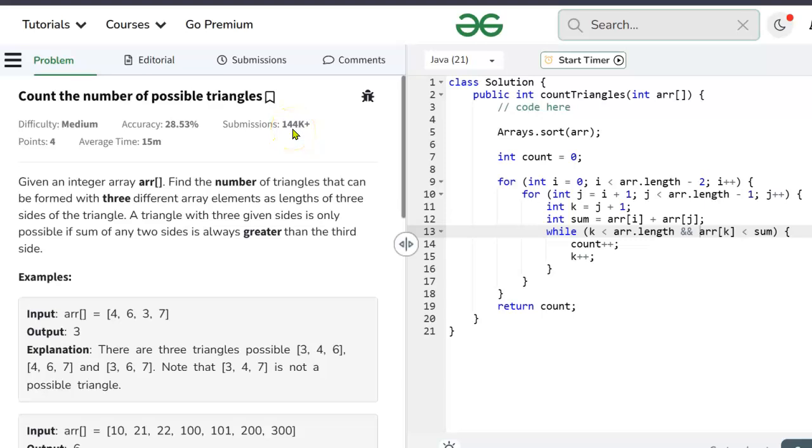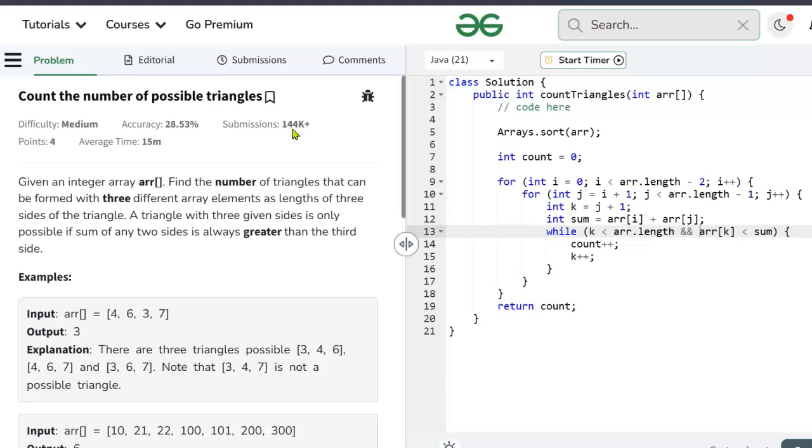Today's problem is count the number of possible triangles. The difficulty is medium. Accuracy is very low, actually, in the 20s. Average time is low, 15 minutes. It's interesting. It's like people knew how to do it, or they thought they knew how to do it, but they didn't know how to do it. I don't want to overthink that.